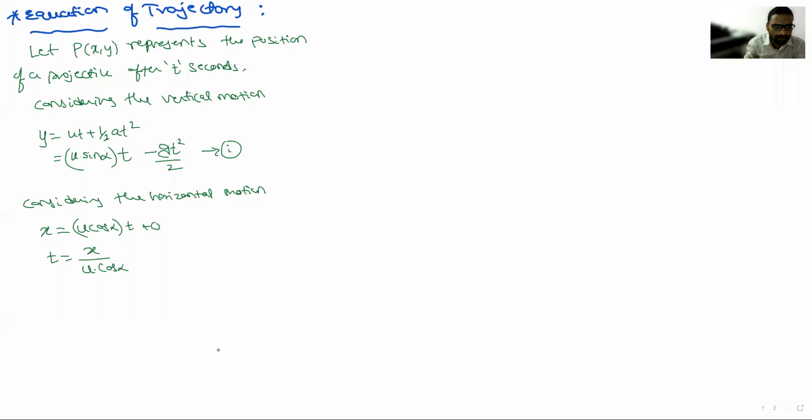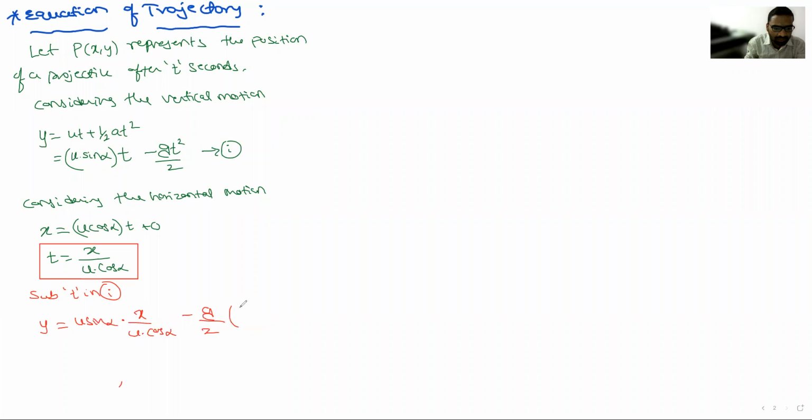Yes, sir. You got the t value. Now substitute this t in equation number one. So y is equal to u sin alpha into t, right? So t is equal to x divided by u cos alpha, minus g divided by 2 t square.